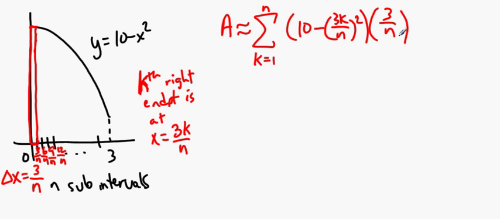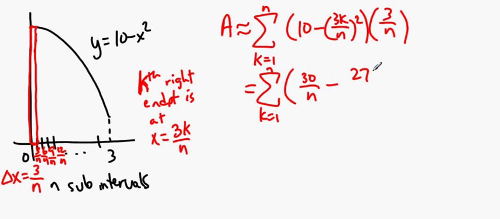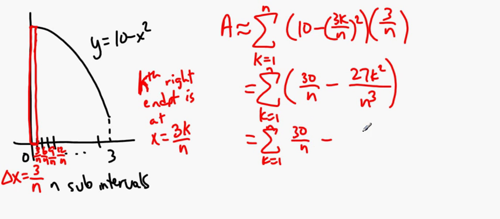Now, I'm going to do a little bit of algebra because algebra happens to be one of our specialties. I'm going to distribute, that's 30 over n, minus 3k squared times 3, n squared times n. A little bit of algebra. So now the question is, what is this? Well, this is a difference of sums. It's a difference of sums. And the question is, what is that?